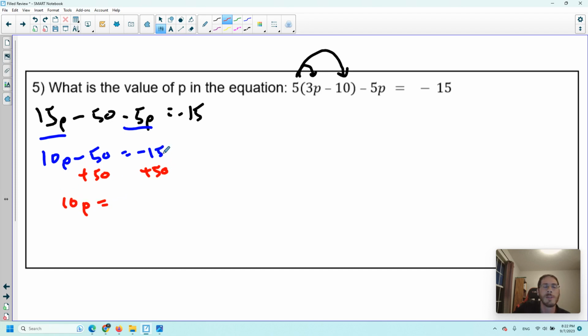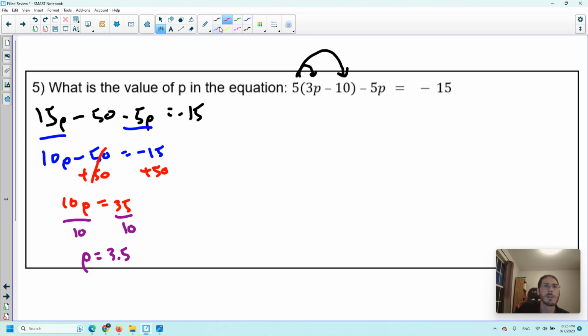So we got 15 and 50 is 35, because that's negative plus positive. Then we need to divide both sides to get the p totally by itself. Always divide by the number on the variable. So since 10 is with the p, that's how I know I'm going to divide by 10. And we get p equals 3.5.